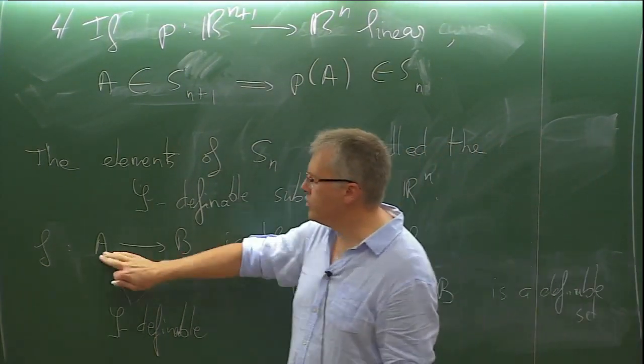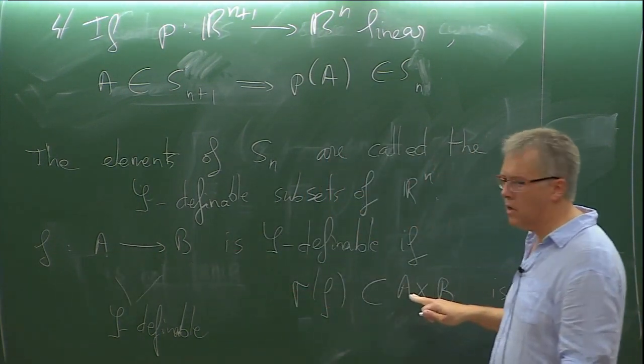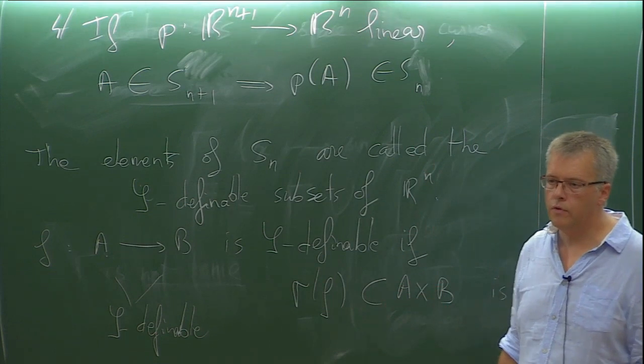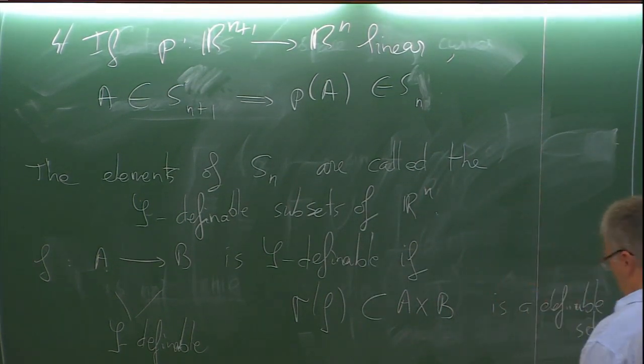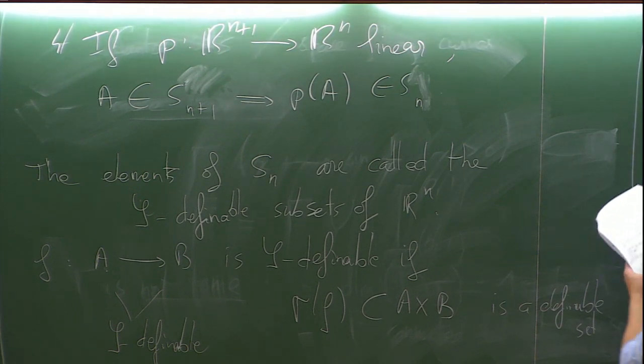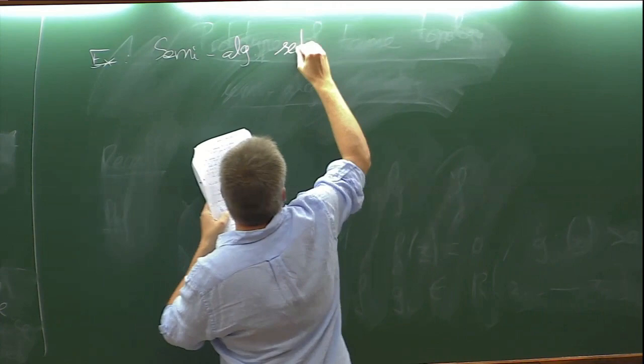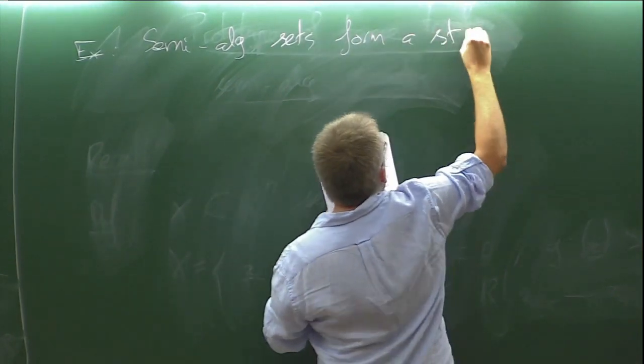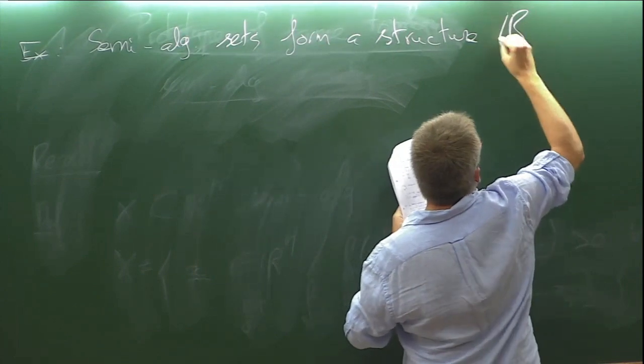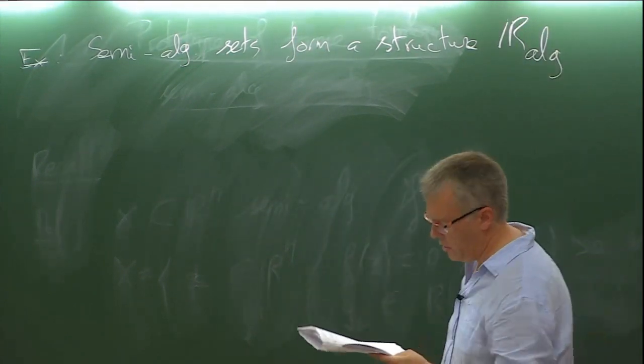Right, so A is in some R^p, B is in some R^q, A times B is in R^(p+q), and you're asking that the graph itself is definable. Okay, so this notion of structure is just a convenient general way of defining the family of sets you are allowed to play with in your geometry. A typical example is that semi-algebraic sets form a structure, which is denoted by S equals R algebraic.